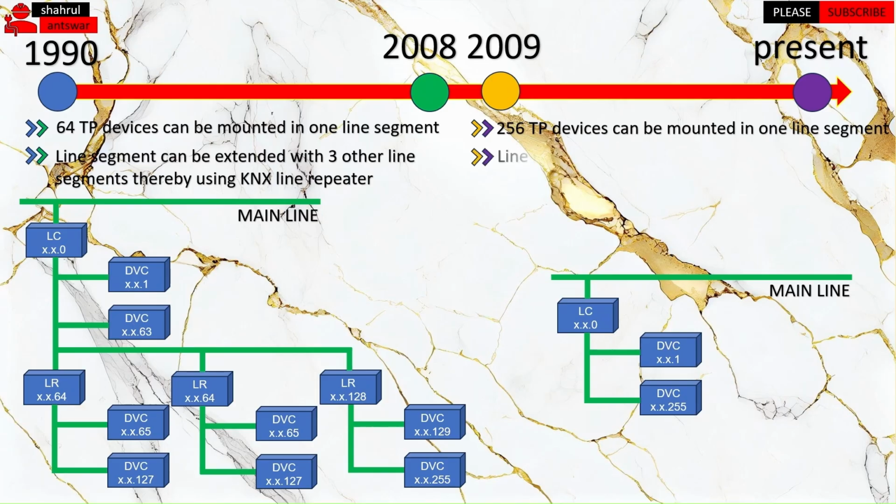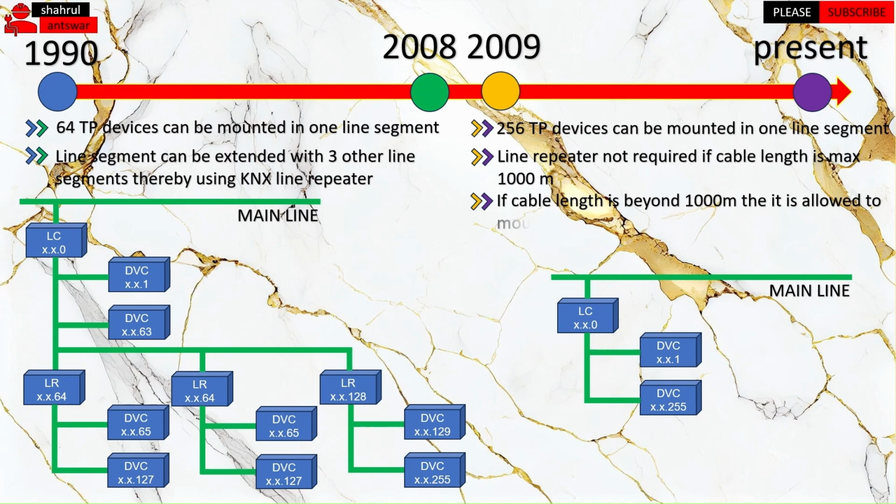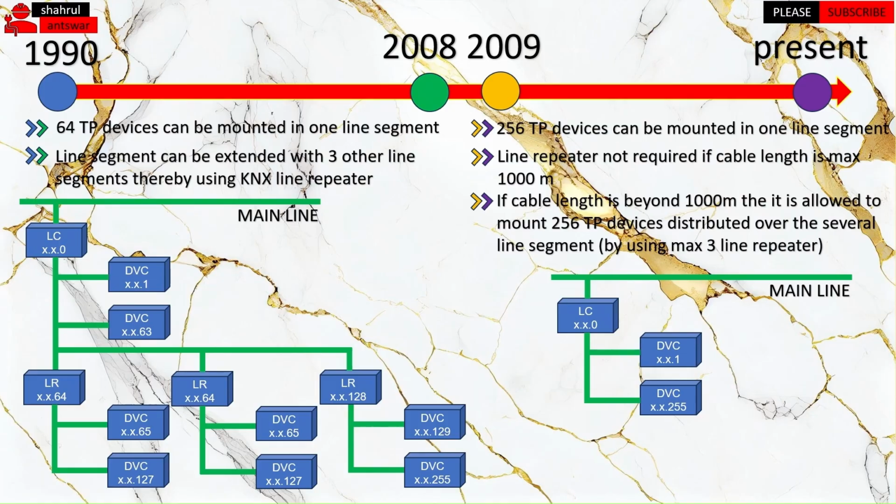After 2009, a line repeater is not required if the cable length is maximum 1,000 meters. But if the cable length is beyond 1,000 meters, it is allowed to mount 256 TP devices distributed over several line segments. This installation is done by using a maximum of 3 line repeaters.